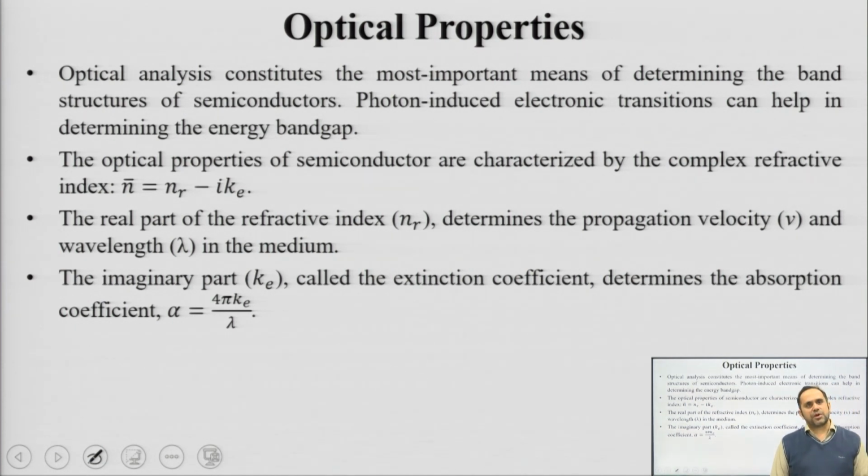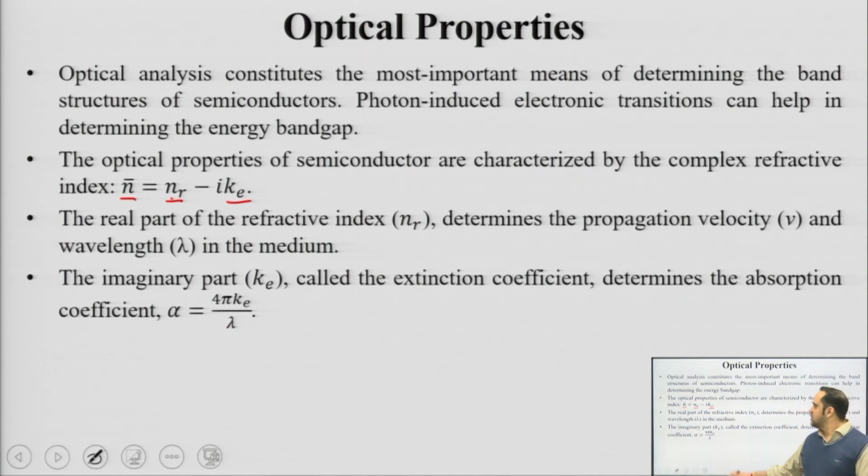Right? The optical properties of semiconductors are characterized by the refractive index, which is a complex number. So, this refractive index has a real part and an imaginary part. Okay? The real part determines the propagation velocity and wavelength of light in that particular medium. So, how fast and for how long the optical light travels in the semiconductor is decided by this real part of the refractive index. The imaginary part, K subscript E, is known as the extinction coefficient, and it determines the very important property known as the absorption coefficient. This basically measures the distance.